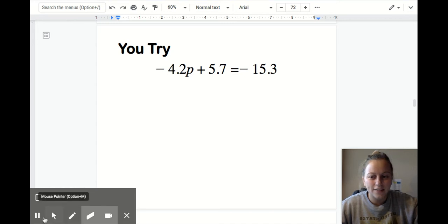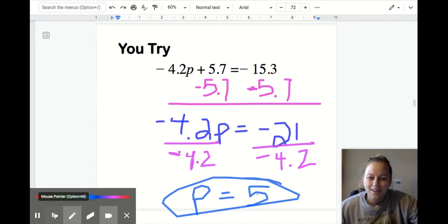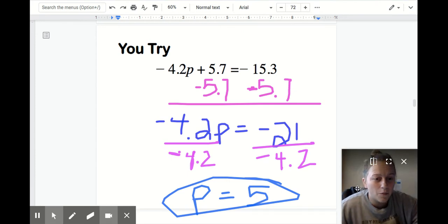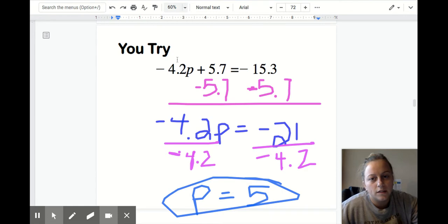All right, here's the correct answer for this one. You should have ended up with the answer of p equals 5. So we subtracted 5.7 on both sides, solved it. Then we divided by negative 4.2 on both sides.